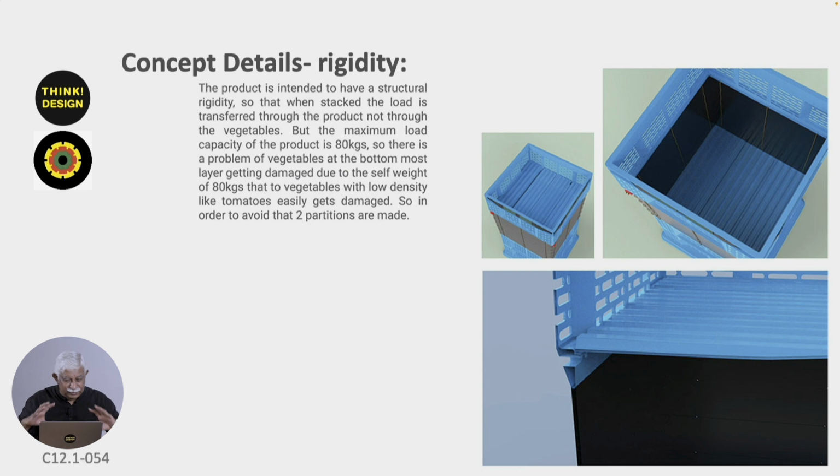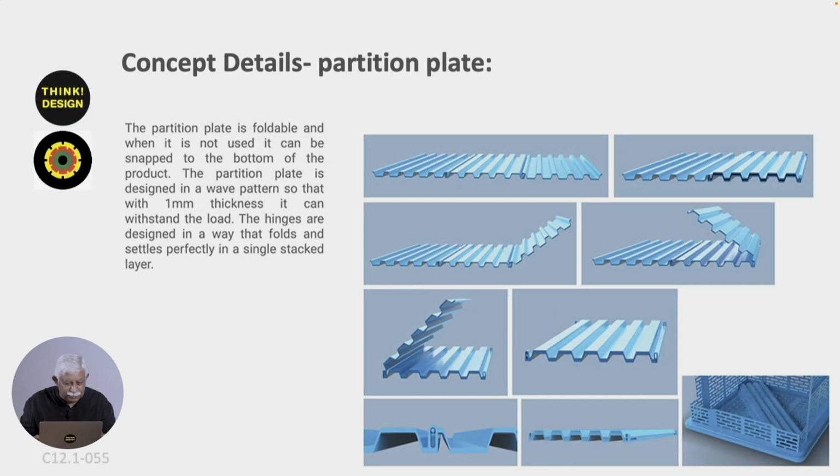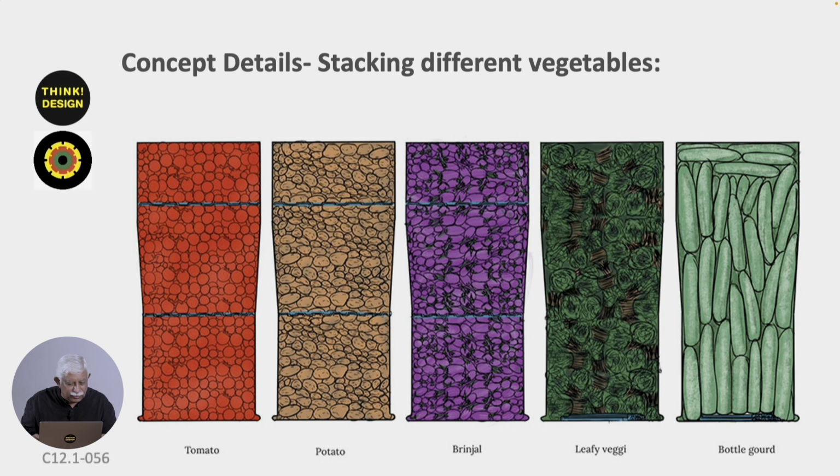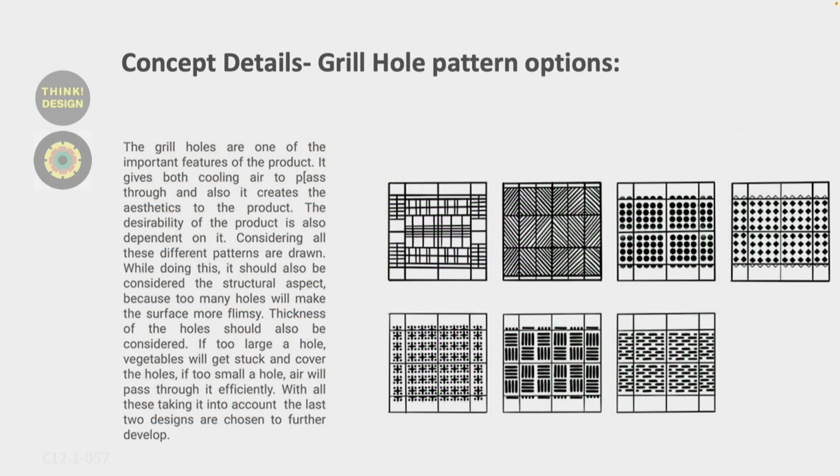How do you make it rigid? Because the load from the top should not transfer to the bottom. So, you need a rigid structure in between. How do you actually place it? What kind of partition should it be, what mechanism do I need to use here? And you can look at it if it's tomato, potato, brinjal, leafy vegetables, bottle gourd. There are many ways that you can stack the vegetables inside this.